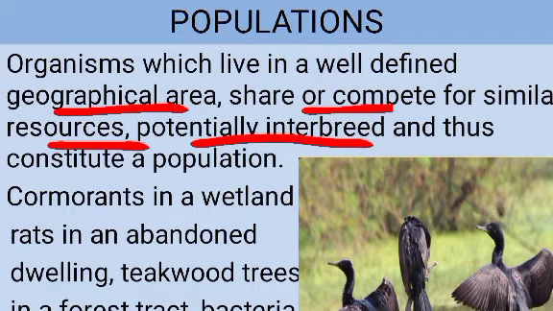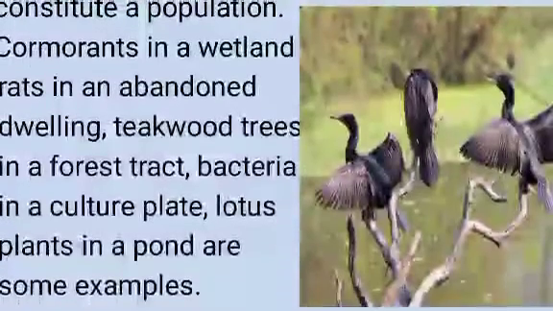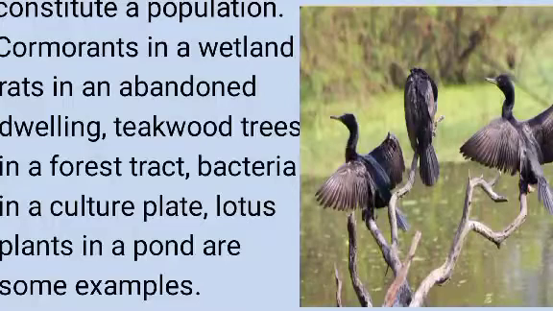Okay, so examples when we see, we can say cormorants in a wetland. See the picture, what you are seeing is the cormorants in a wetland. So it is the population of cormorants, or rats in an abandoned dwelling, that is where we are not inhabiting. In such a building, sometimes the rat will be living and they use it as a dwelling place. Dwelling place means the place where they live, and they will be reproducing there. Okay, so that forms a rat population.